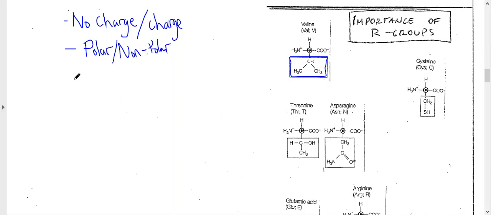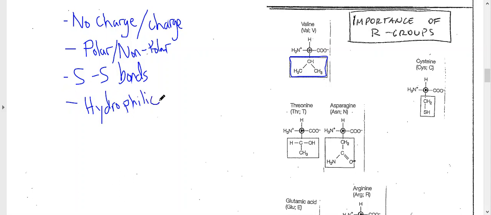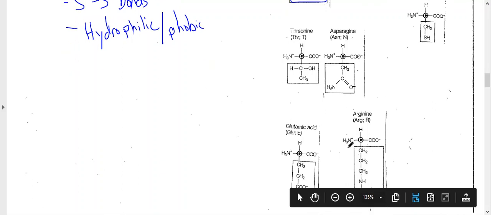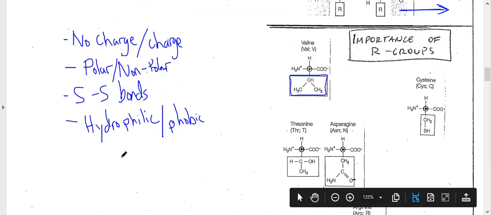You should be able to identify if there are any disulfide linkages. So you're going to look for sulfur in that case. I'll say disulfide bonds. And you should be able to identify if that R group is hydrophilic or hydrophobic. So if you want to, really quick, pause and try to do this before I go over these examples. Look through all of these different R groups that are boxed and go ahead and figure out if you can identify any of these characteristics.